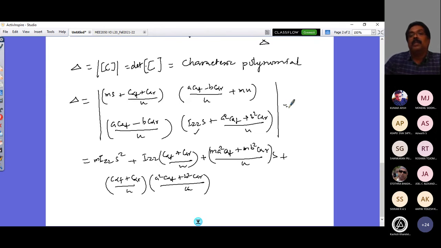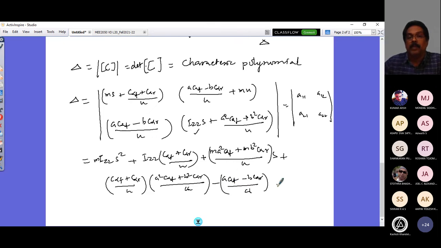So I have done what? This is in what form? A11, A12, A21, A22. So first I did A11, A22 so far. Minus A21, A12 I am going to do. So that's going to be minus of AC alpha F minus BC alpha R by U into AC alpha F minus BC alpha R by U plus MU. Right? Am I right? So first I should have multiplied this first term and this, so that's correct. So this is what is my delta.